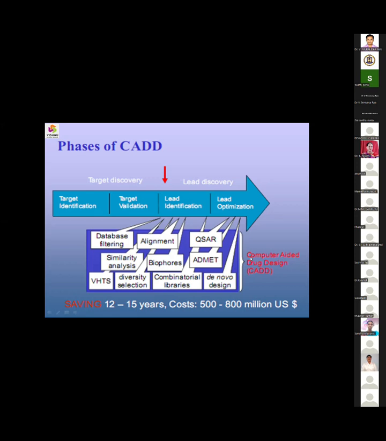So after lead identification is done, again, we have to go for the next step, lead optimization. In optimization, we go for QSAR, ADMET, combinatorial libraries, de novo design. So by using this computer-aided drug design, again we are mentioning here, it's saving 12 to 15 years of our time and the cost of 500 to 800 million US dollars of money.